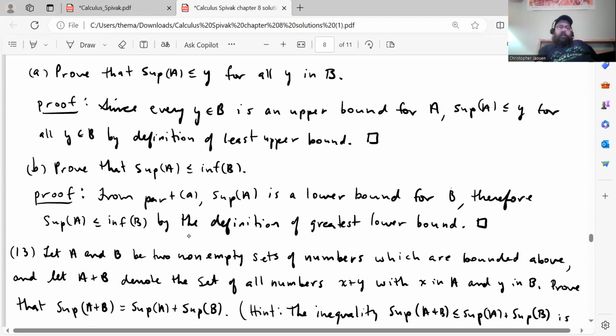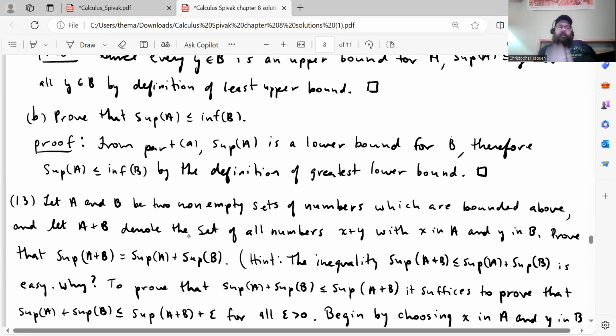Okay, and then part B says prove that sup A is less than or equal to inf B, or in other words, the supremum of A is less than or equal to the infimum of B. And again, this is a relatively straightforward proof. From part A, supremum A is a lower bound for B. Therefore, supremum A is less than or equal to infimum B by the definition of greatest lower bound. And that's it.